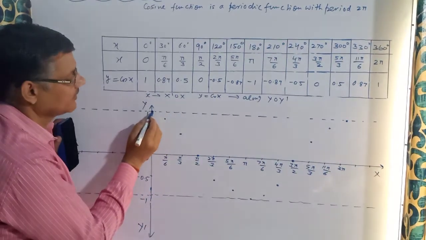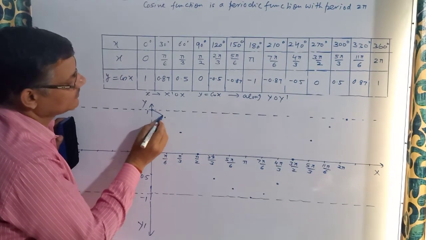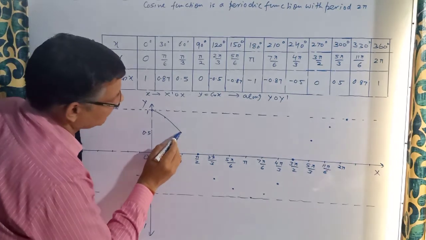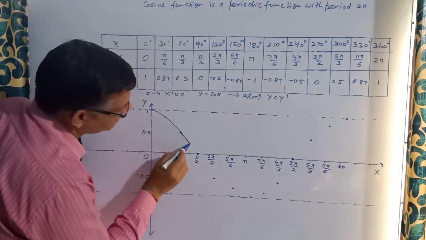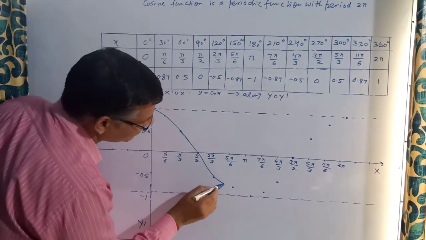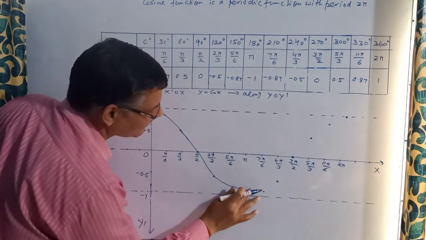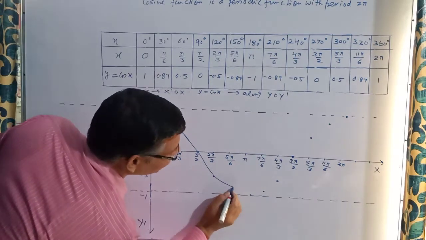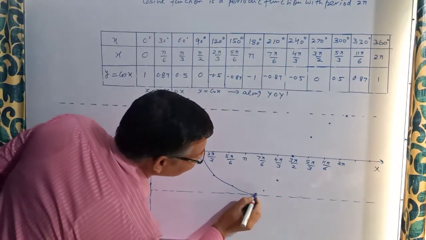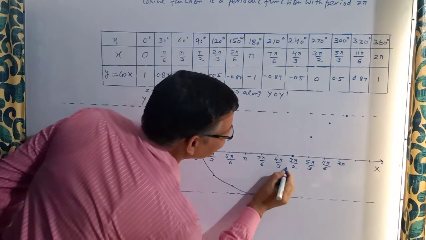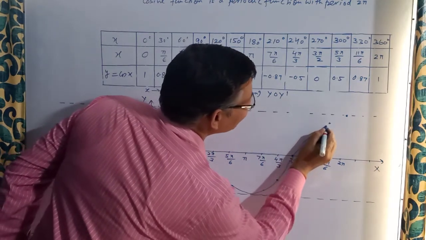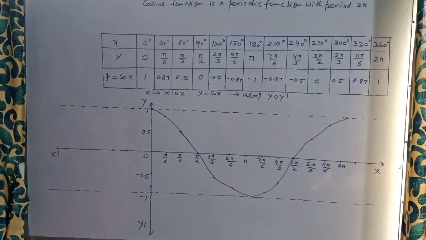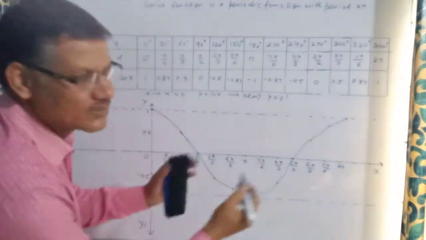So I am going to join. It is 0, then pi by 6, pi by 3, pi by 2. Then it is like this. It is a free hand curve joining the points. So we come here. Then this is the graph of the cosine function, and easily we can extend both sides.